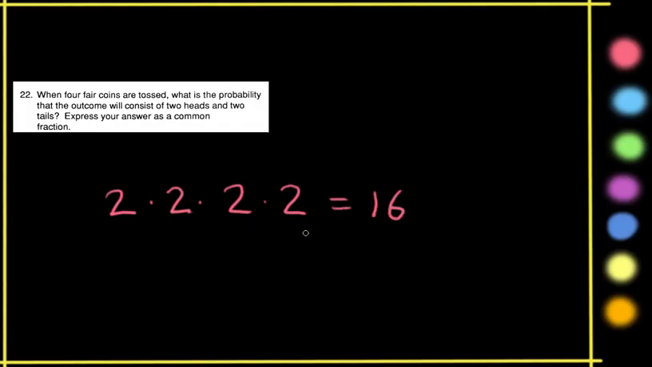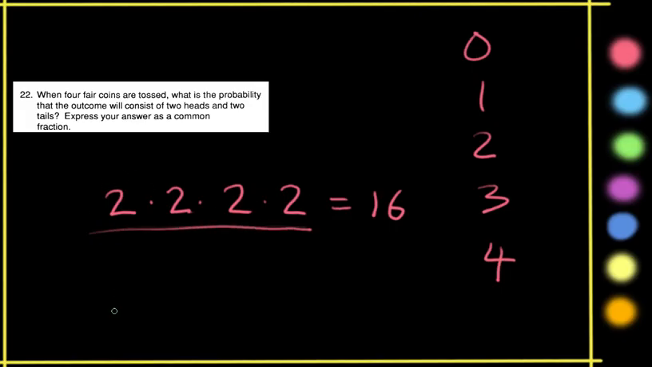But how many of those are going to have 2 heads and 2 tails? I mean, obviously if you have 2 heads, you're going to have 2 tails. So there's going to be some number of these 16 that have 0 heads, some number that have 1 head, some number that have 2 heads, some number that have 3 heads, and some number that have 4 heads. And the way to figure that out is to think, how many ways can I choose 2 of these 4 spots to be heads? So that is 4 choose 2. And we have a formula for 4 choose 2.